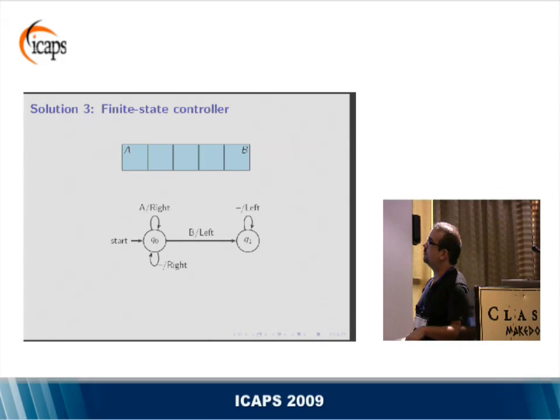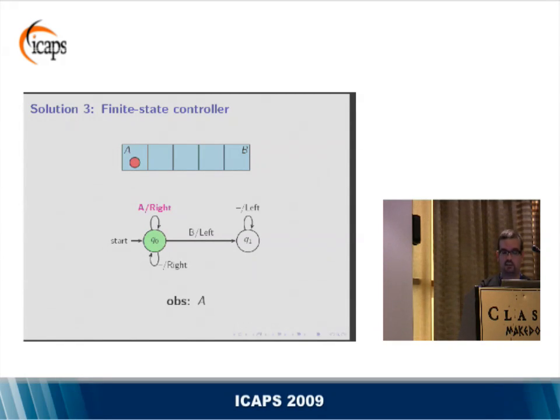What we deal with in this paper is controllers of that style. In this case, we have a controller with 2 internal states, and then we have transitions that are based on whatever we are observing, and then the action. Okay? So we can apply this controller to this problem. For example, starting at A, we always start at the initial state of the controller, so we receive the observation A, and the controller says go to the right and stay in the same internal state.